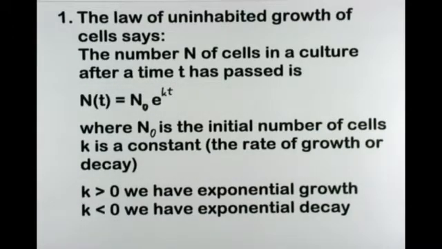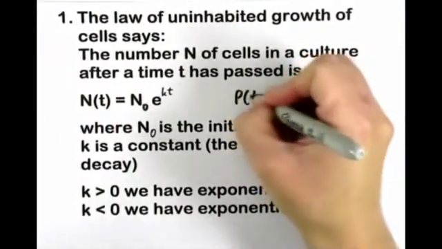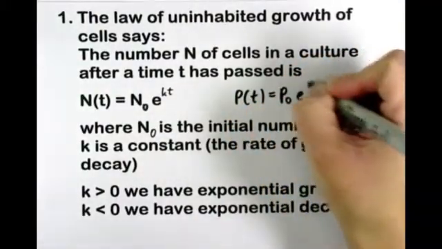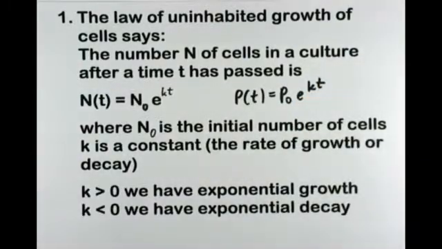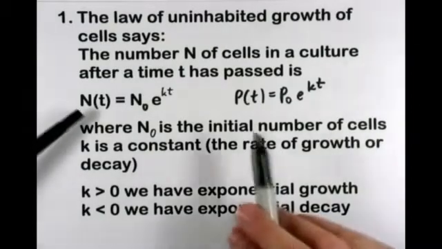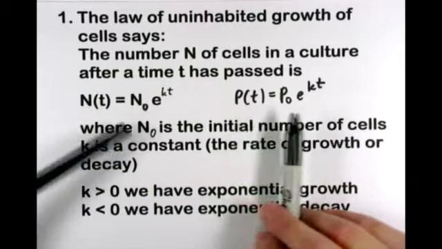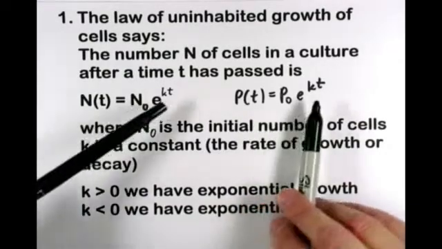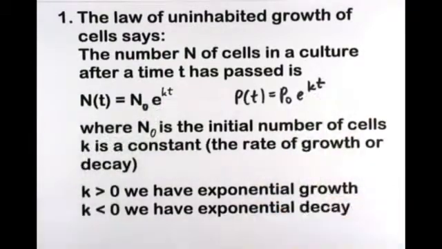This formula is basically the same as continuous compounding interest. We had just different letters: P(t) = P0 e^(kt). That was the interest compounded continuously, and that's basically the same, except we have different letters. P or N is the final amount, P0 or N0 is the initial amount, k is the growth constant, and t is the time.